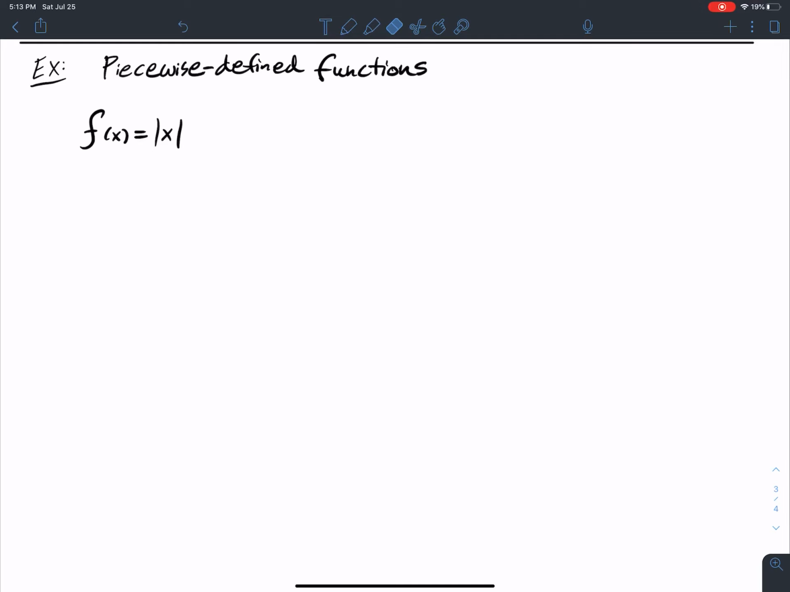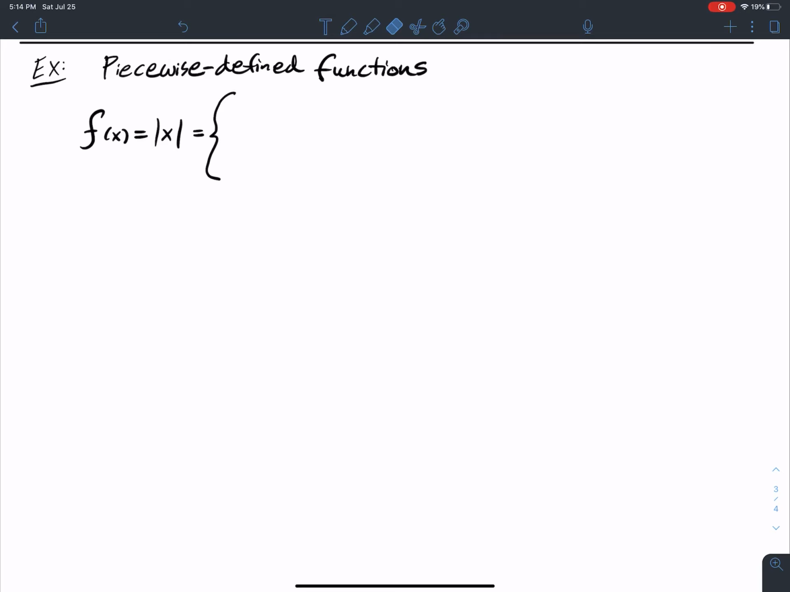Now the reason I do this is most students, by the time they get to calculus, have an idea of what the absolute value function is. This is a function that measures the distance of how far we are from the value 0. So how far away are we from 0? That's what the absolute value function measures. And so it's actually defined as a piecewise function.